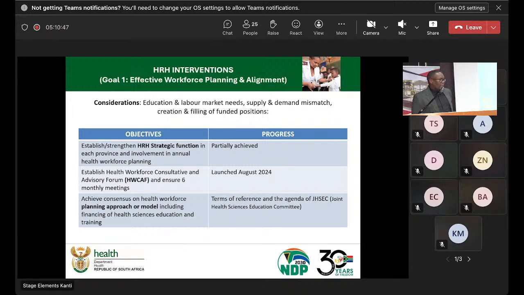The third issue on this goal is about achieving consensus on health workforce planning approach or model, including financing of health sciences, education, and training. We are actively participating with the department, co-chairing a platform we refer to as the Joint Health Science Education Committee, JSEC, which is a platform between the Department of Health as well as the Department of Higher Education and Training. But we have gone further to rope in National Treasury to participate there. So we have moved there. Terms of reference have been approved in that space. So we are seeing some light.